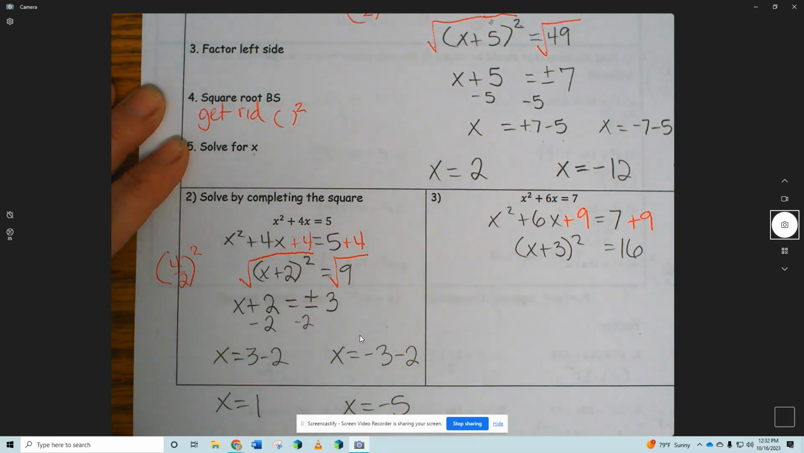These work out perfectly, but guess what? On the next page, they're not going to work out perfectly.